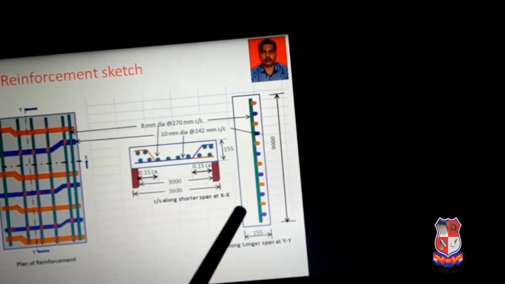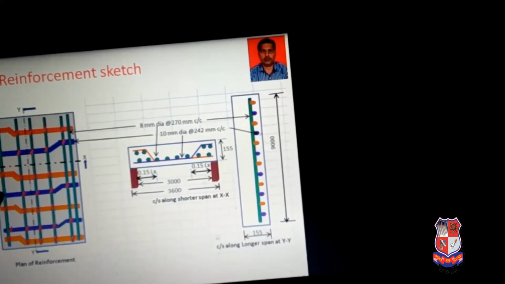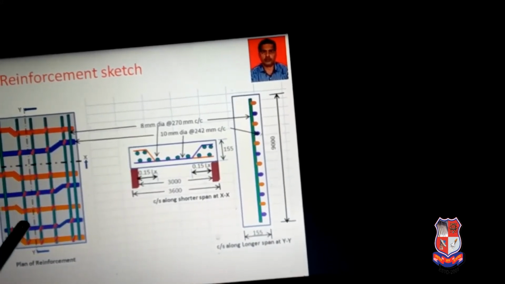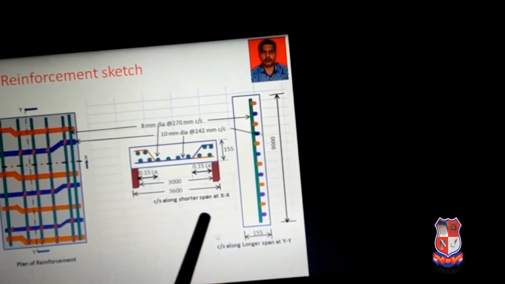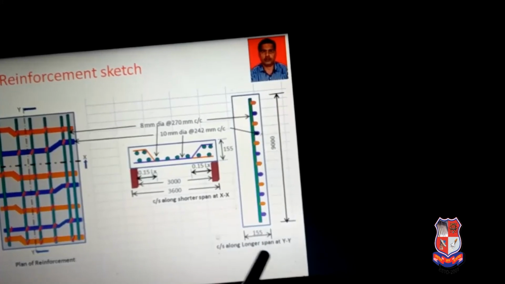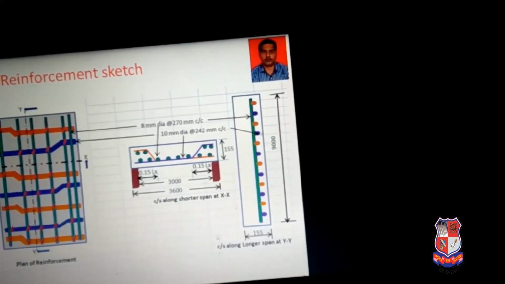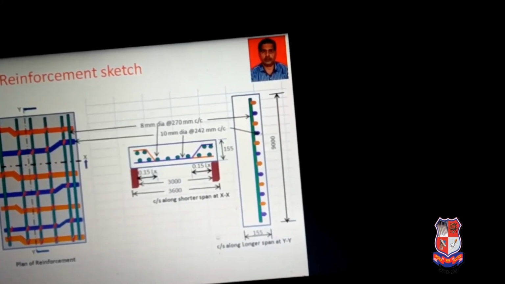So these three diagrams are important in the reinforcement sketch for a one-way slab: the plan of reinforcement, the cross section at the shorter span along the X-axis, and the cross section on the longer span along YY. So this way we hope that you have understood how to design a one-way slab, what the basic terms in a one-way slab are, and what the most important one-way slab reinforcement sketches required are. So with this, thank you very much for listening to this lecture.